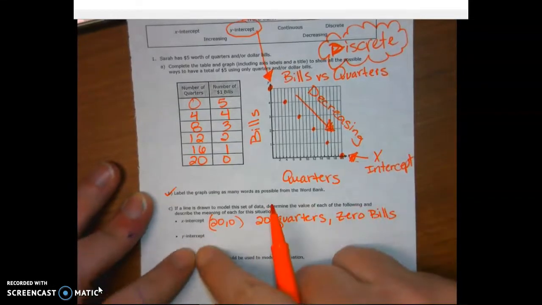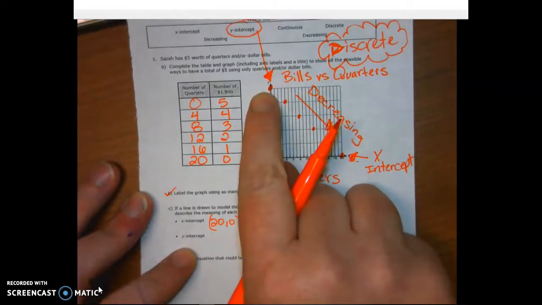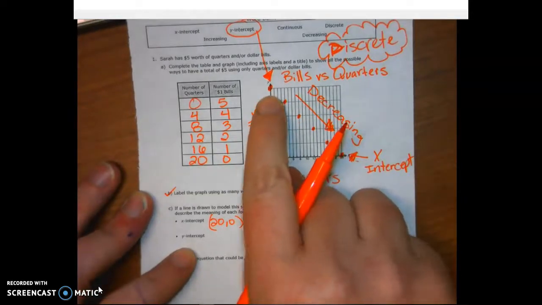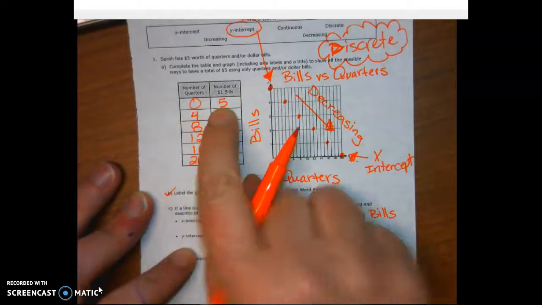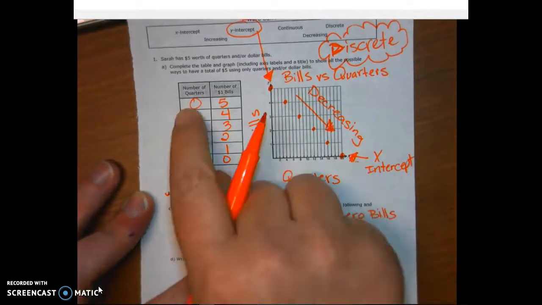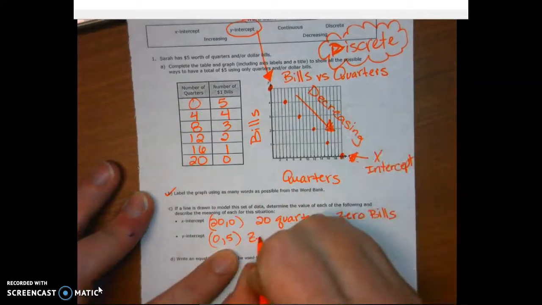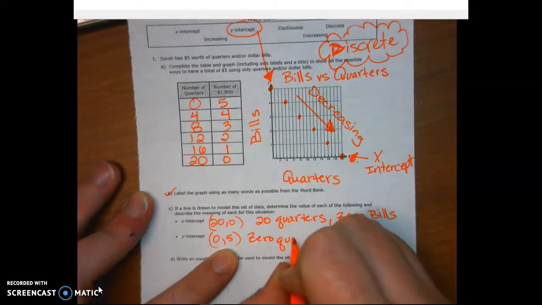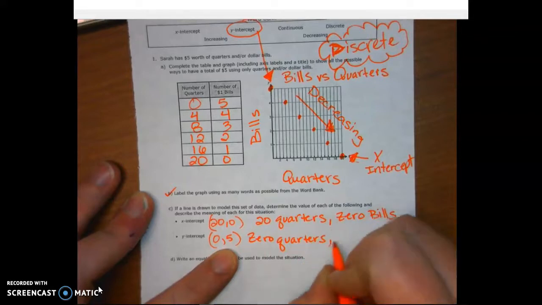Now my y-intercept, what's happening here? Well, that's where my x is at 0. My y was at 5. Here, I had 0 quarters and 5 bills.